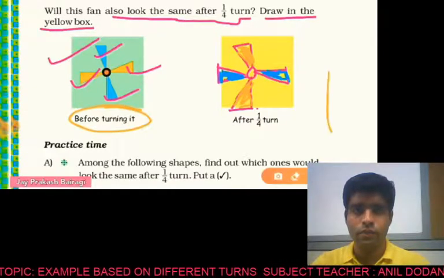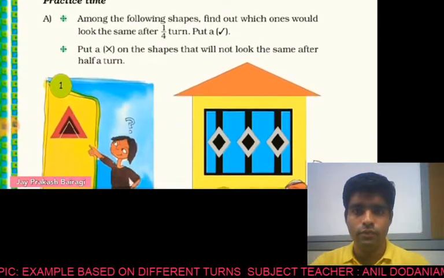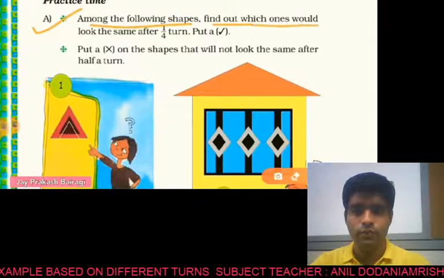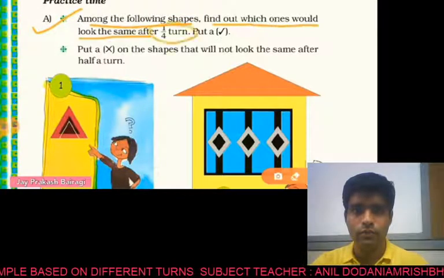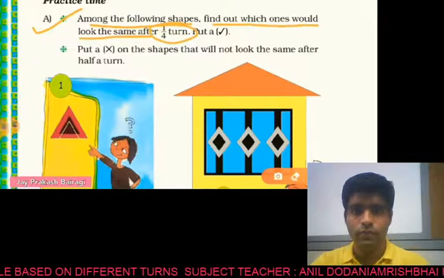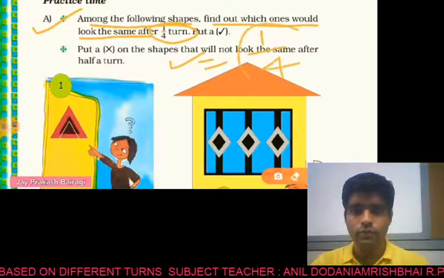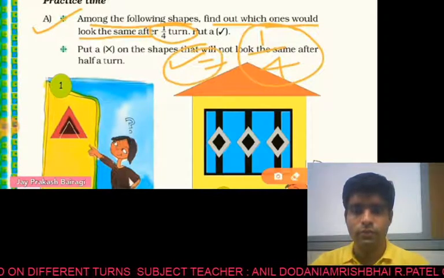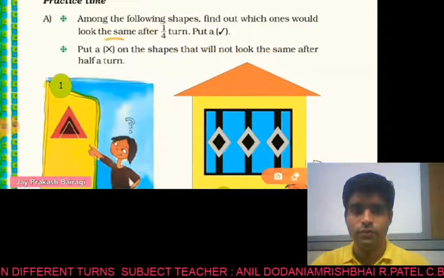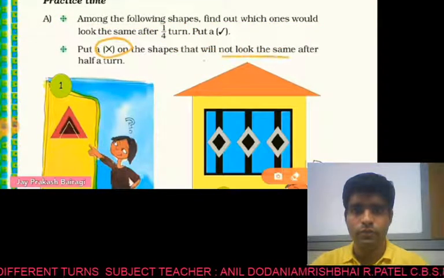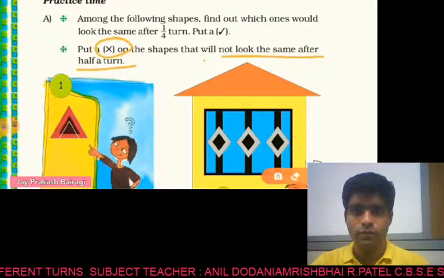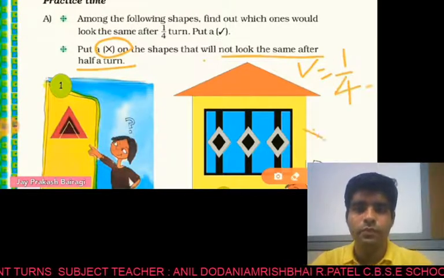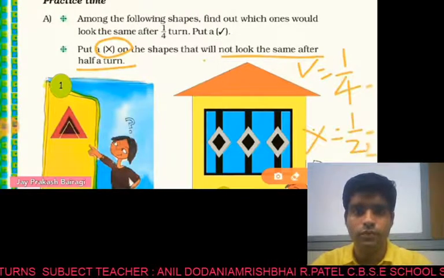Now next we have practice time. Question A is: among the following shapes, find out which ones would look the same after a 1/4 turn. We have a tick for a 1/4 turn, remember it. If you put a tick, it means a 1/4 turn. And another is a cross for not looking the same after a half turn. So dear student, just try to understand. Tick means 1/4 turn, and cross means not looking the same as in a half turn.